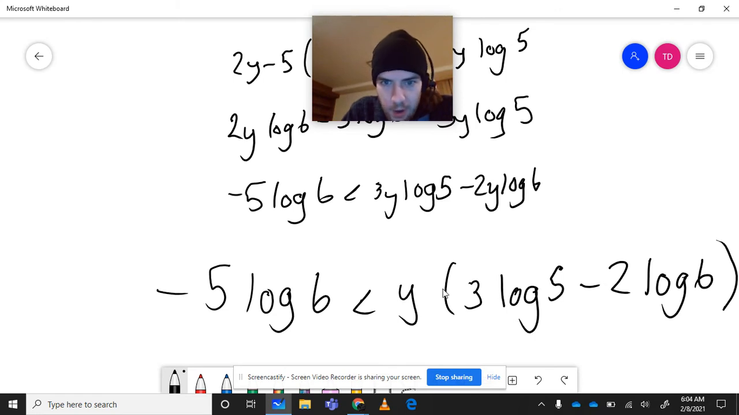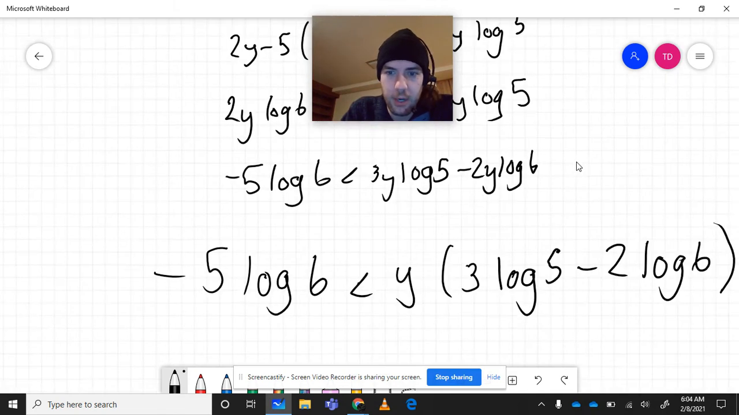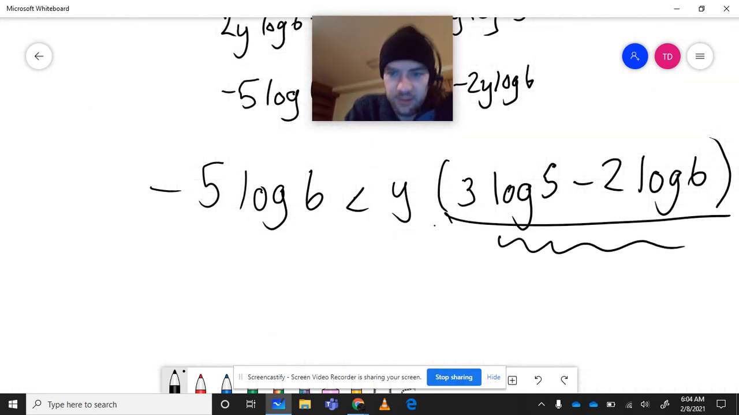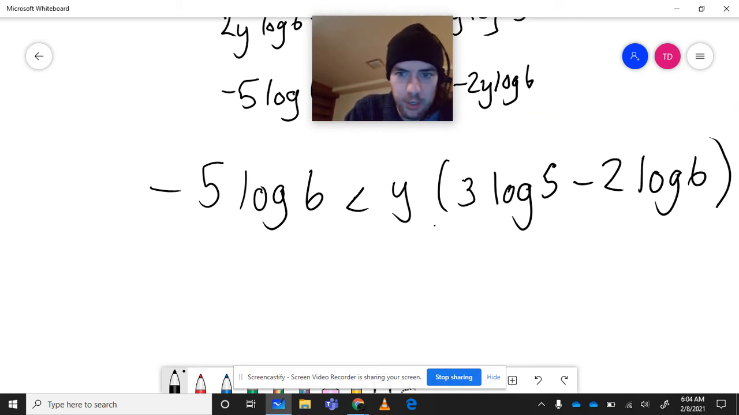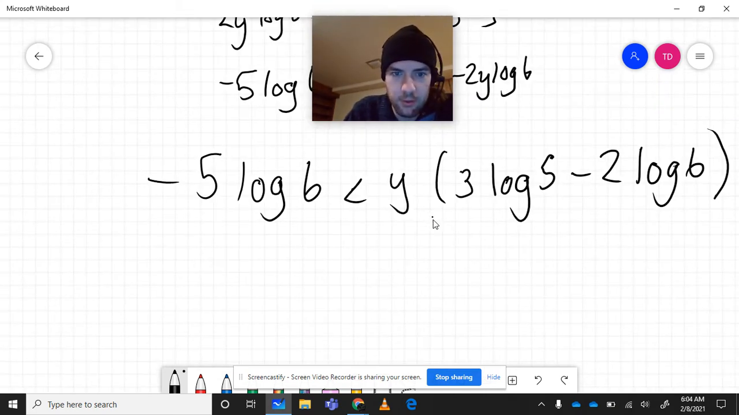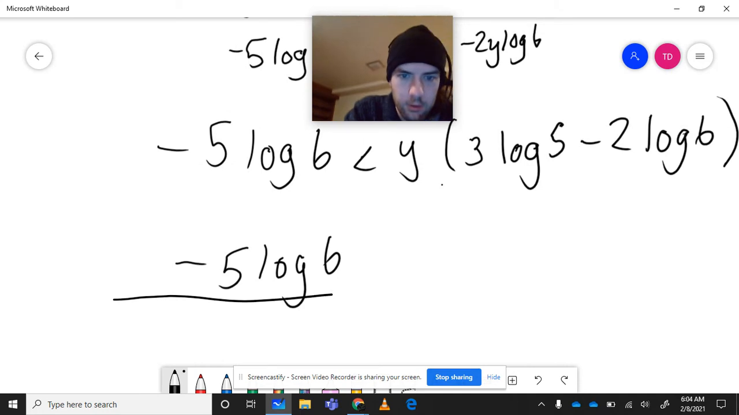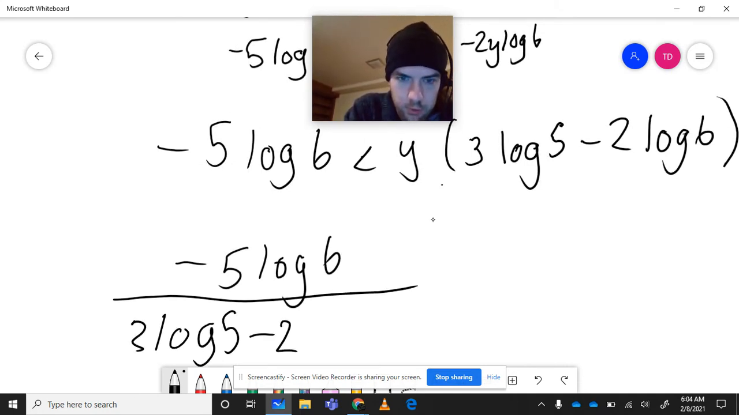I'm pulling out that y because it's a factor in each of these two terms. We have 3 times y times the log of 5 minus 2 times y times the log of 6. Y is a factor in each one, so we can pull that factor out. Finally, we can divide by all this stuff to get rid of it. So we divide by 3 log 5 minus 2 log 6. And our final solution is negative 5 log 6 over 3 log 5 minus 2 log 6.